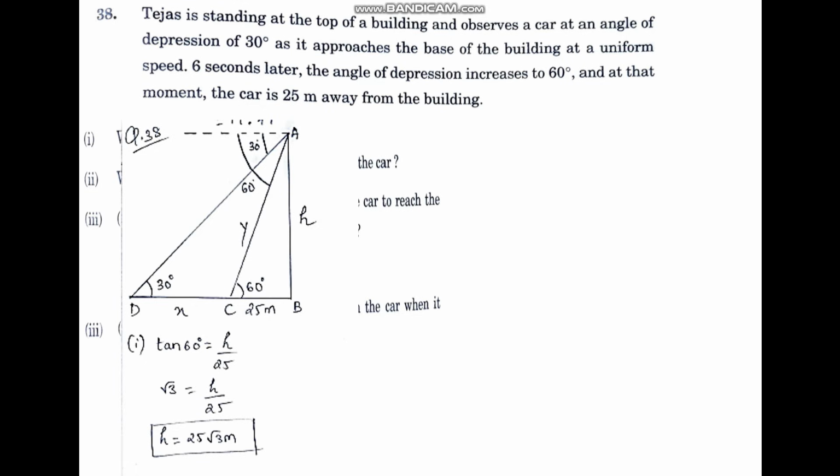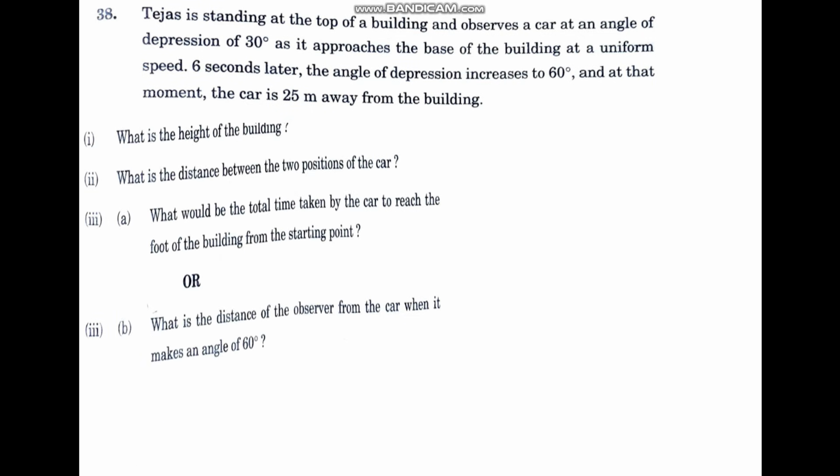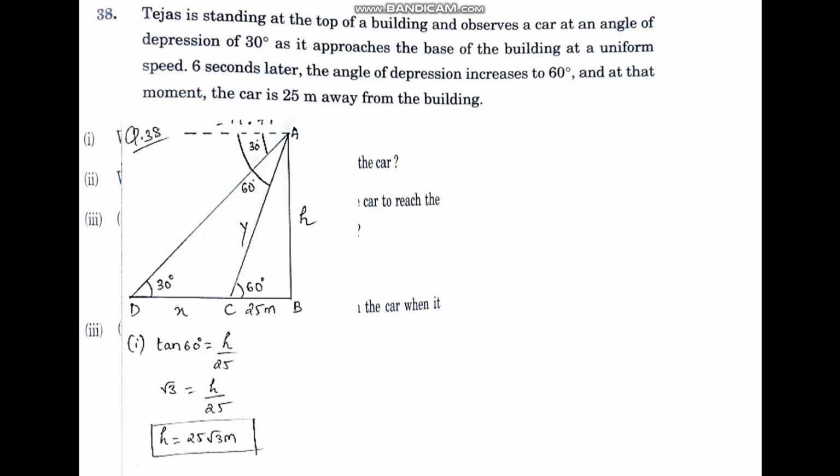We don't know what is the height of the building. Let the height of the building be h. So what the question is asking, what is the height of the building? So on taking tan 60 degree, we are getting perpendicular by base. So tan 60 degree will be h by 25, and tan 60 is root 3. So the height of this tower is 25 root 3 meter.